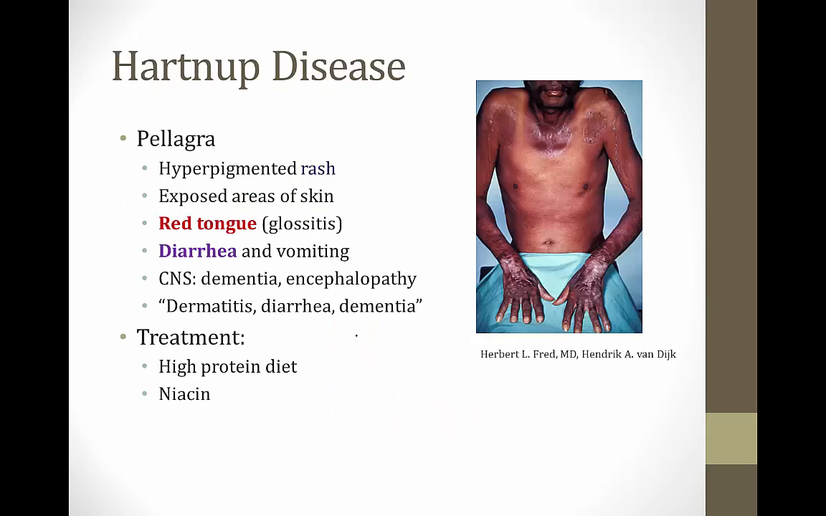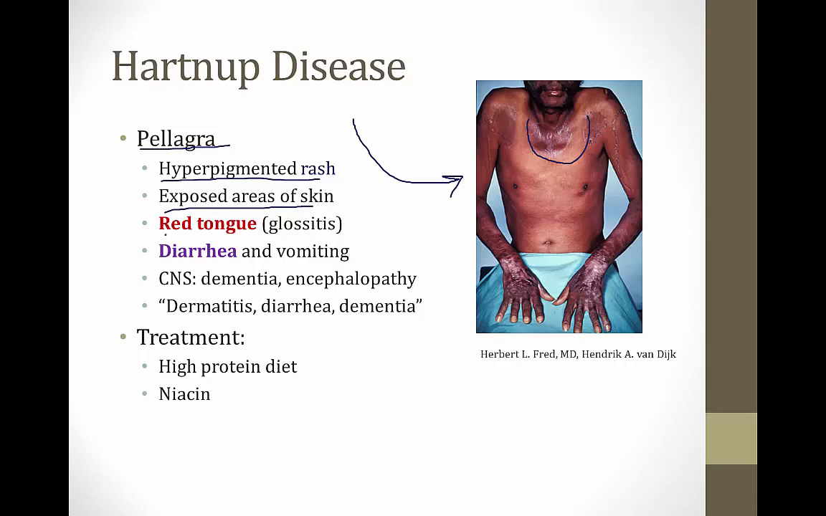If people become symptomatic from Hartnup disease, they develop pellagra, and pellagra is the condition associated with niacin deficiency. They classically develop a hyperpigmented rash on exposed areas of the skin. If you look at this man who has pellagra on the skin here, you can see that he's got excessive pigment and darkening of the skin in the areas that weren't covered by his shirt. That's why he has darkening below the neck here and on his arms.